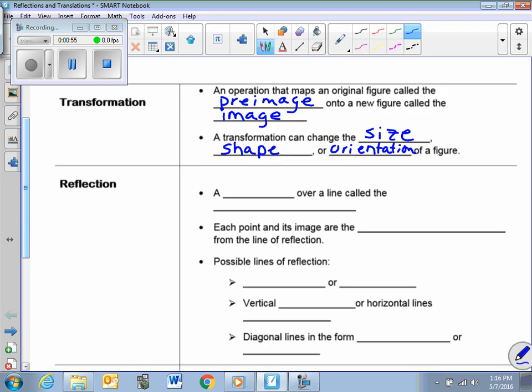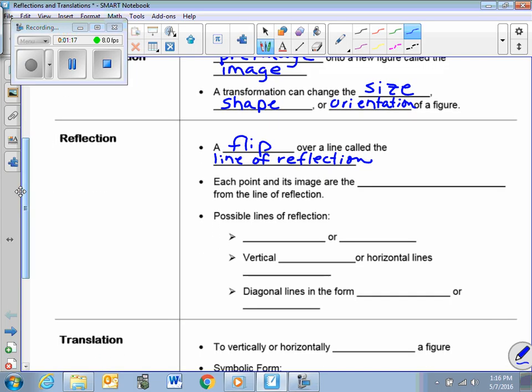What is a reflection? Well, it's a flip. If we flip a figure over a line called the line of reflection, then we've got a reflection. It's like looking at yourself in the mirror. That's a reflection. Each point and its image are the same distance from the line of reflection, and we have several different lines of reflection that we will experiment with.